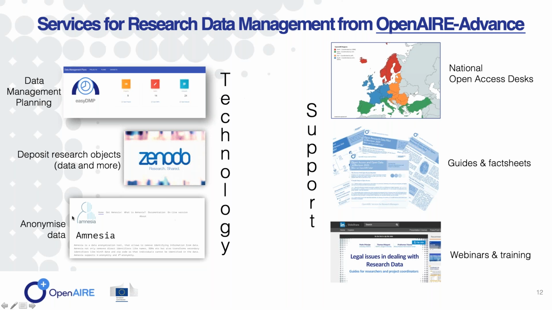The last technical tool that the OpenAIRE-Advance project offers is the Amnesia tool, which can help to anonymize data, which is relevant for researchers and for projects that deal with sensitive data of different types. So before moving those data onto public infrastructures for processing or post-processing, you can use Amnesia to anonymize the data.